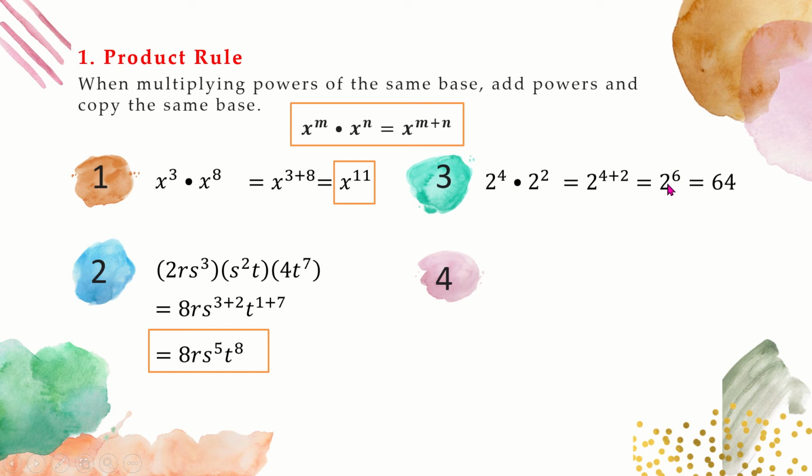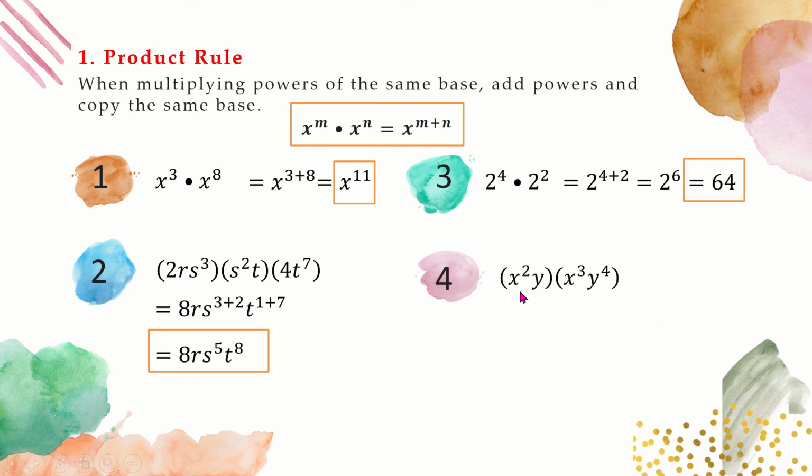And what is 2 raised to exponent 6? When the base is already a number, so we multiply the number 6 times itself. So 2 times 2 times 2 times 2 times 2 times 2. That is exactly 64. The last example, okay, we have two monomials.